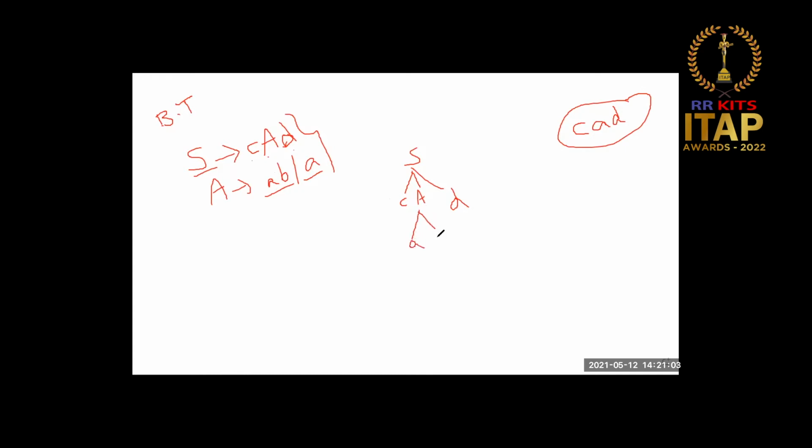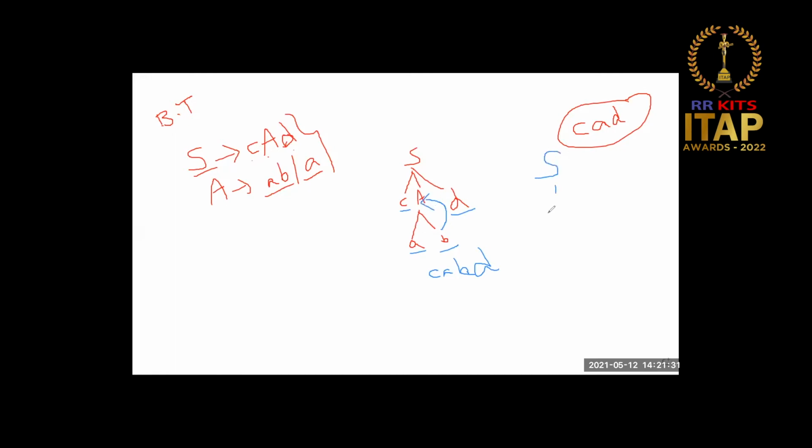So now we got the string CABD. But we have to derive the string as CAD. So our assumption is wrong. Wherever we have to make the changes, just keep the backtracking symbol.